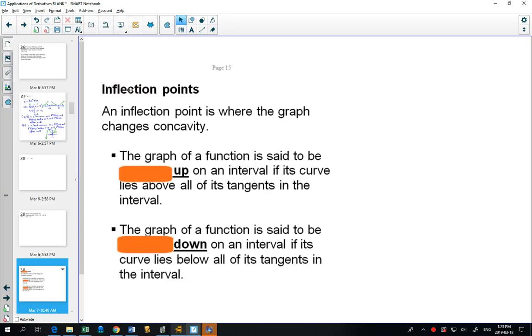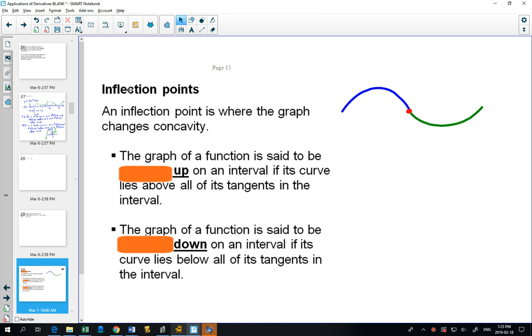Inflection points. An inflection point is where the graph changes concavity. So we have concave down to concave up. This point right there is called an inflection point.